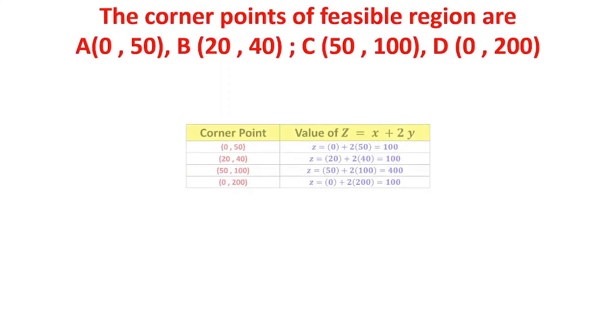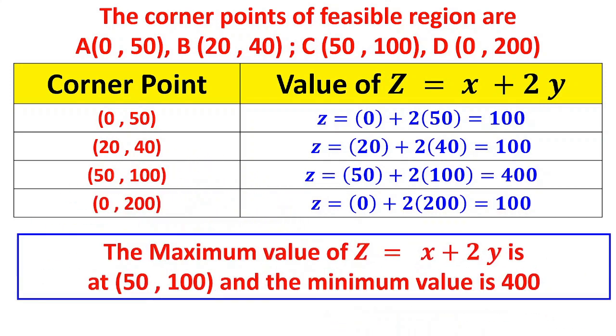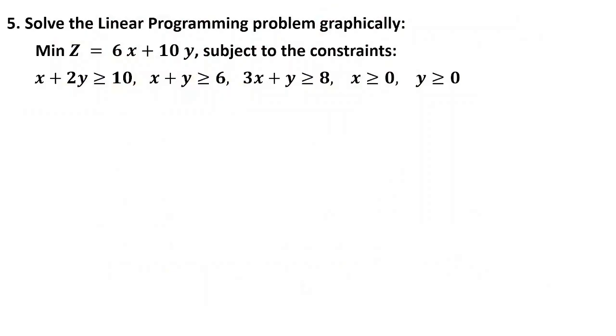Now I am getting the corner points, and I am checking the value of z = x + 2y at these points. This is a problem of maxima. Maximum is obtained at (50, 100). The maximum value is 400. Well, let us go to the next question.